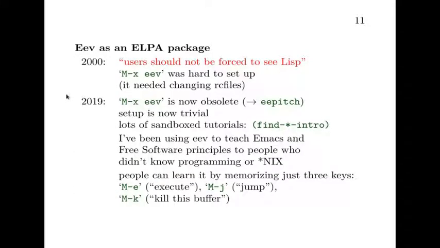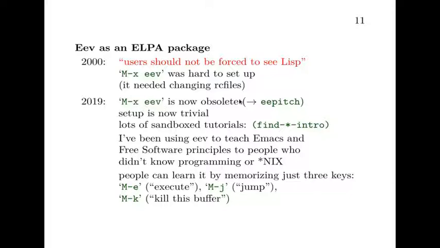Okay, so let me fast forward many years. In the year 2000, I had "users should not be forced to see Lisp," and also meta-x eev. That was one of my ways of saving executable notes. It was difficult to set up because users that wanted to use it had to change their RC files a bit. So very few people were trying EEV and installing it and using it. So let me fast forward many years to 2019.